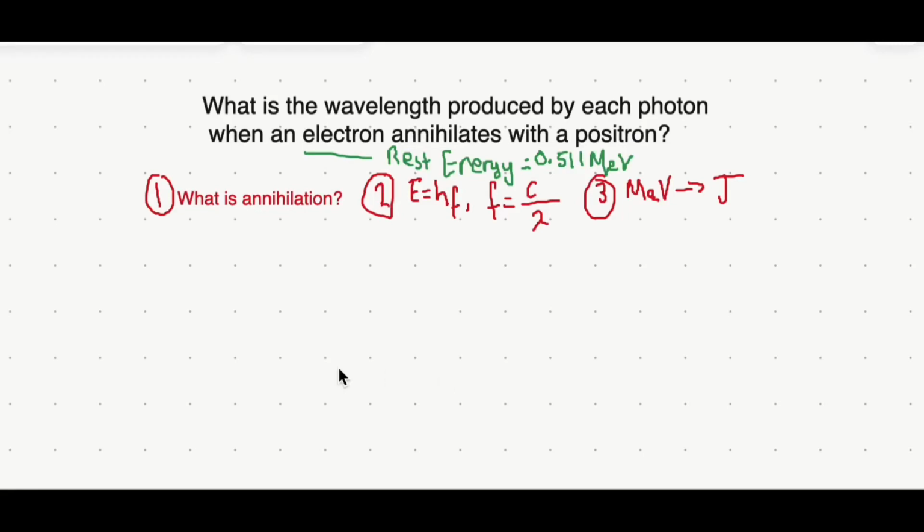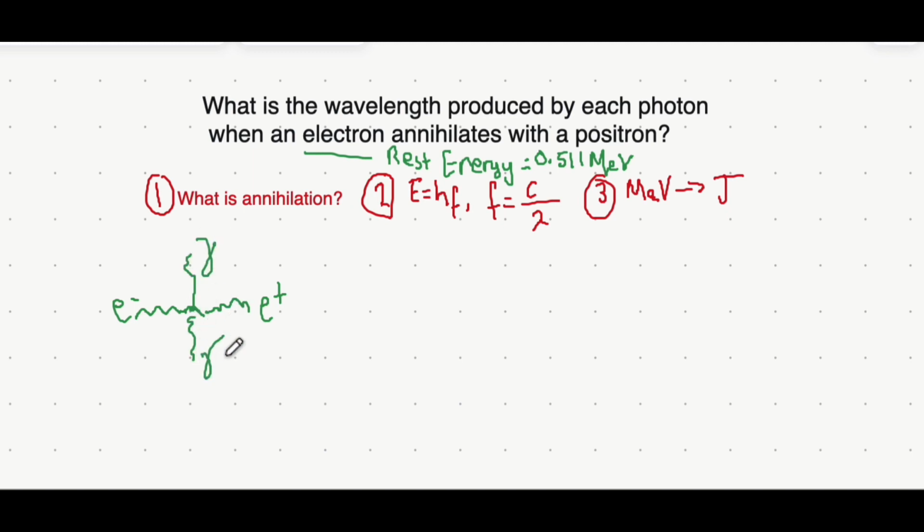Question on annihilation. So I've split this up into three different parts. First of all, what is annihilation? So here an electron is meeting with a positron, its antiparticle. So when a particle meets its antiparticle, the collision is called an annihilation reaction. And what happens is they produce two photons which move off in opposite directions.